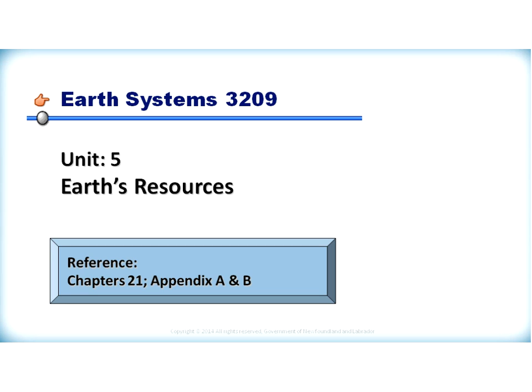Earth Systems 3209. Unit 5, Earth's Resources. This unit can be referenced in the textbook in Chapter 21 and Appendix A and B.